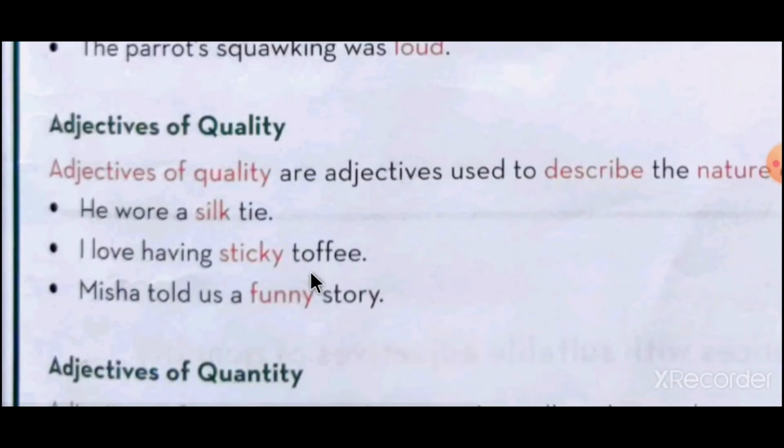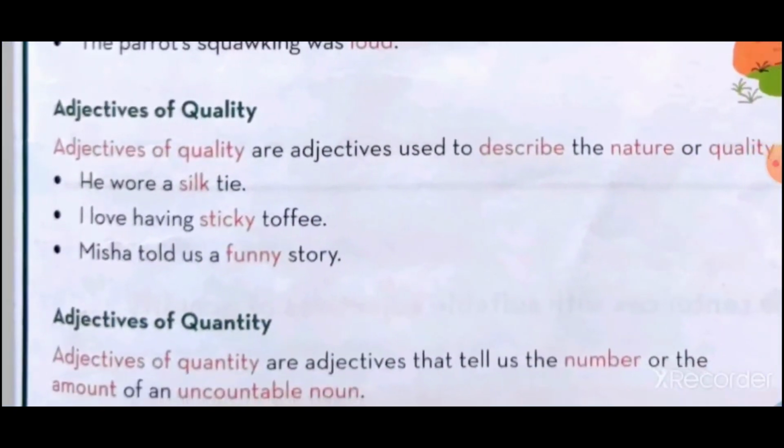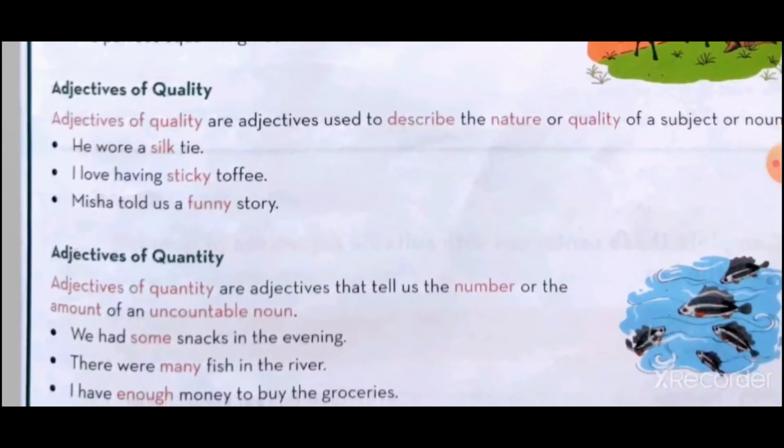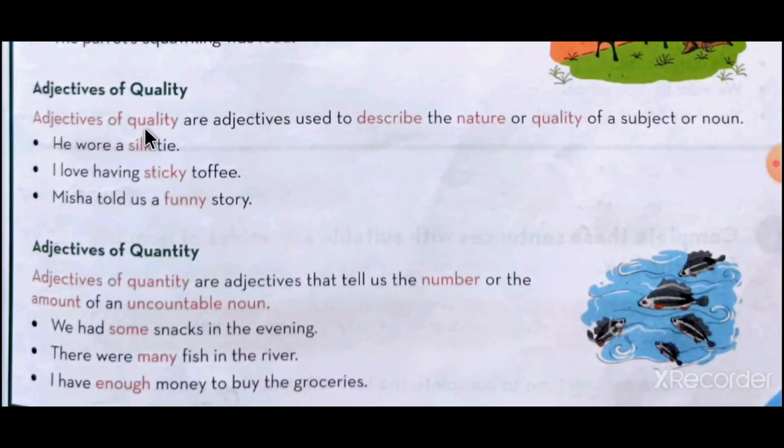So students, these are all the types of adjectives, in which the first one we will start with is the adjectives of quality. Yes, what is called an adjective of quality? So let's start with the first one. Adjectives of quality are adjectives used to describe the nature or quality of a subject or noun. I will repeat. Adjectives of quality are adjectives used to describe the nature or quality of a subject or noun. Which words describe the nature or quality of any subject or noun? Yes, adjectives of quality.